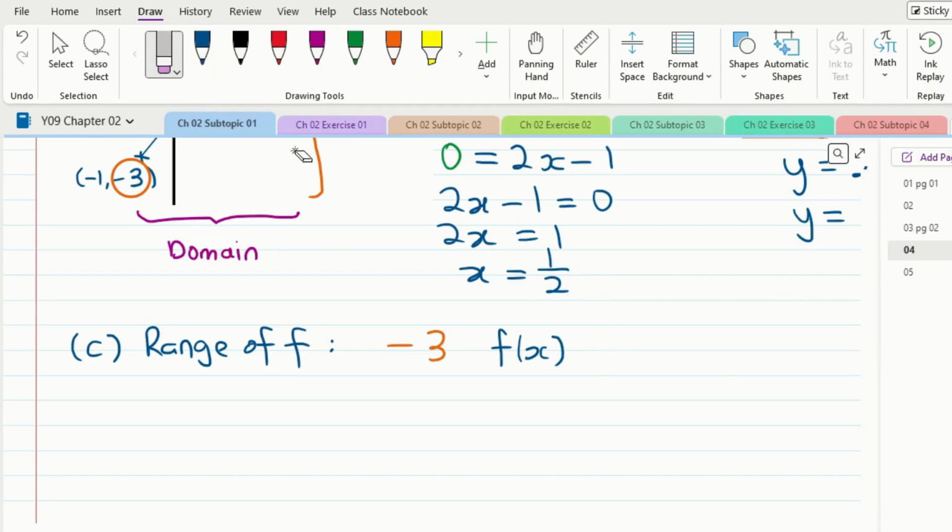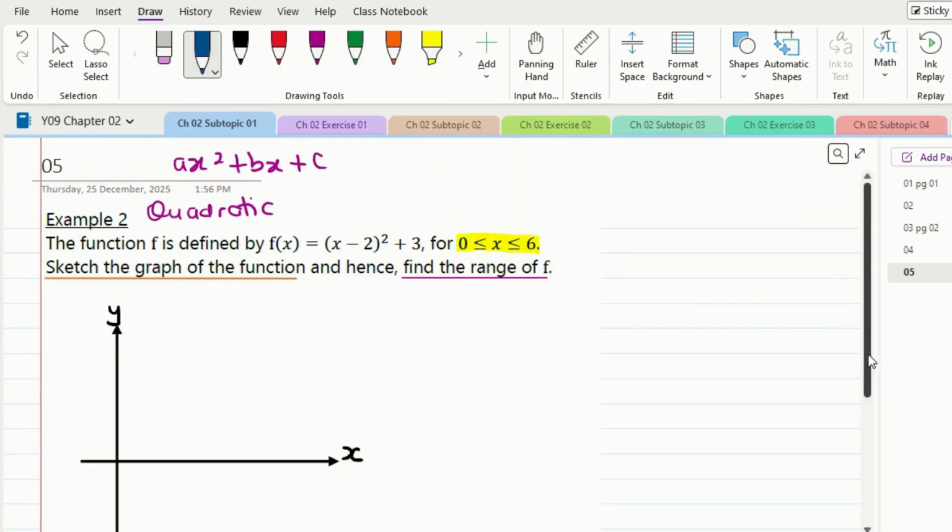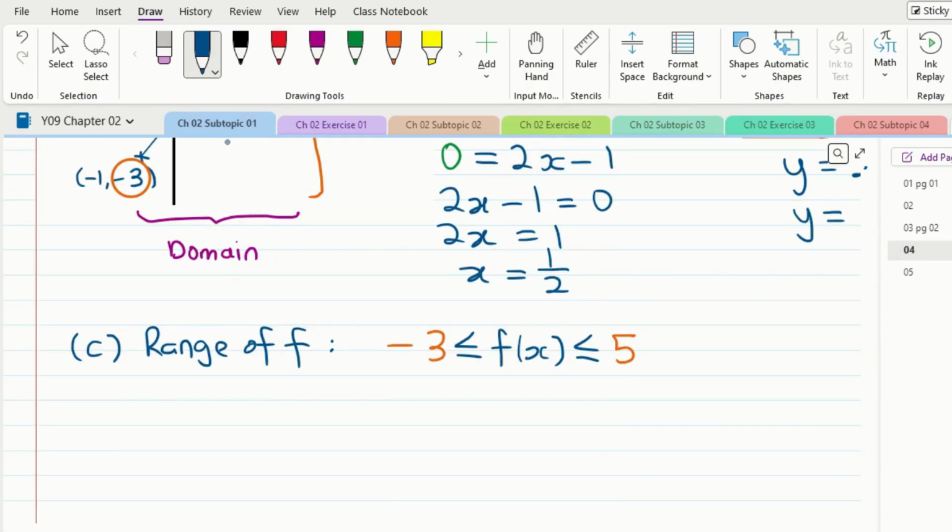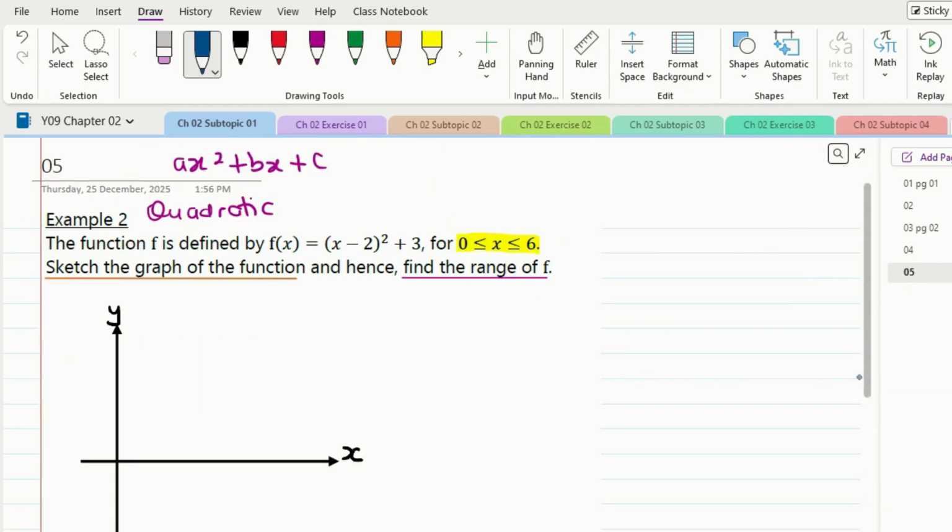You can use the letter f only, but then you have to make sure it's specifically f(x) over here to be safe. So the answer is going to be 3 less than f(x) less than 5. All right, going back to example number 2.